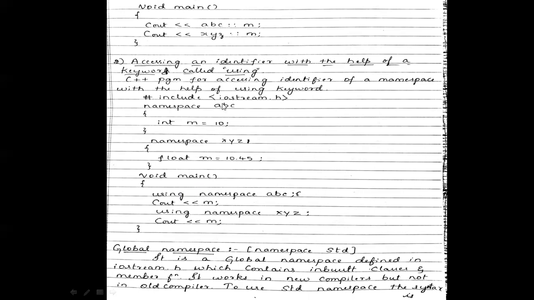So now it goes to the ABC namespace. So now if I try to print the value of m, it will use the value of m which is in namespace ABC. Because now we are in namespace ABC, whatever the m value is there, 10, that gets printed. Similarly, using namespace XYZ. Now we will move to namespace XYZ. Whatever the m value is here gets printed, 10.45 gets printed. So this is how you can access the value of the identifier using namespace with the help of using keyword.